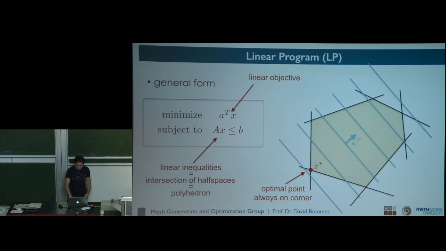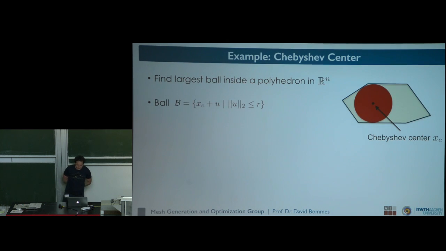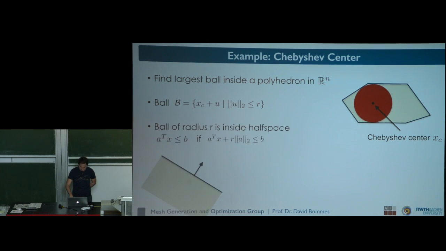the optimal solution. Alright, so linear programs sound very restricted, right? We only have linear objective functions, we only have linear constraints. I want to give here some examples why they are extremely useful in practice. The first one is the so-called Chebyshev center, where you have given a polyhedron, and now you want to identify what is the largest ball that fits into this polyhedron. Let's see how we can formulate this as a linear program.